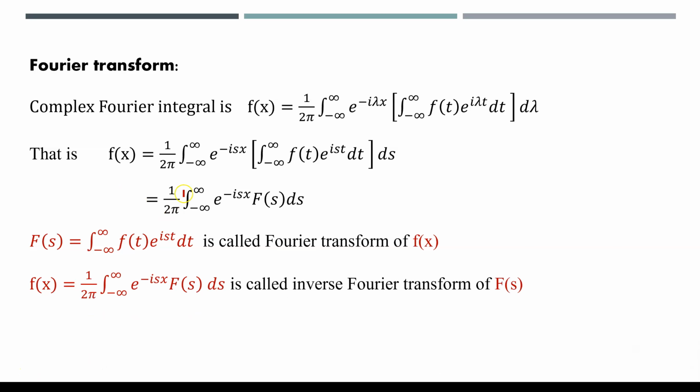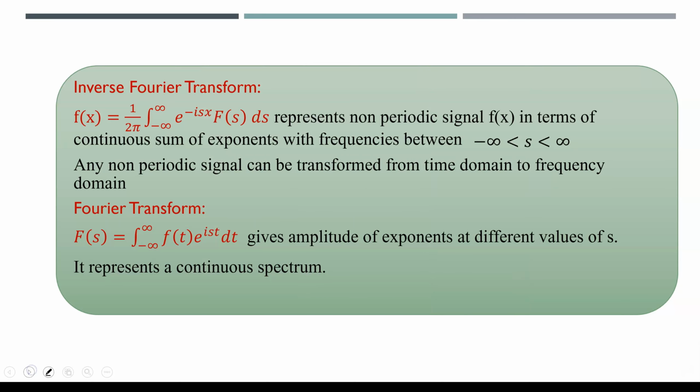And f(x) equal to 1 by 2 pi integral minus infinity to infinity e power minus isx F(s) ds is called the inverse Fourier transform of F(s). Okay, so these are the definitions of Fourier transform and inverse Fourier transform.